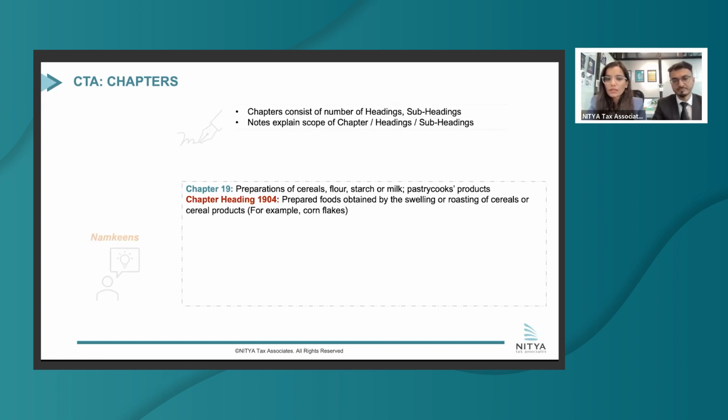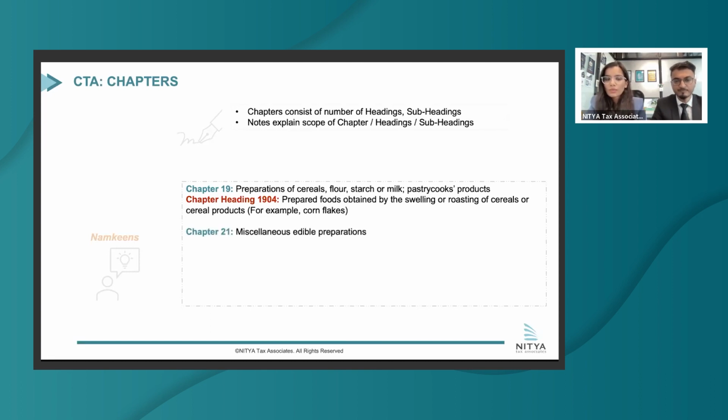For example, cornflakes. We have all seen there is a namkeen mixture of cornflakes, which we call a diet mixture. So it's made up of cornflakes. If we see that this heading covers the preparation of cornflakes by roasting, drying, swelling, etc., then going by this, we would say that namkeen is classifiable under this.